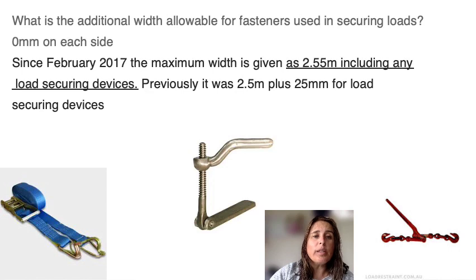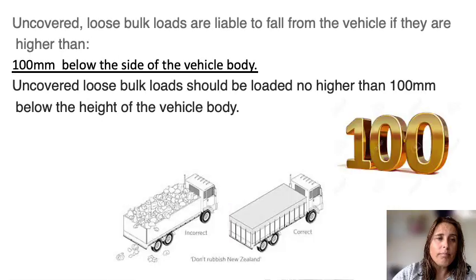What is the additional width allowable for fasteners used in securing loads? 0 millimeters on each side. Since February 2017, the maximum width is given as 2.55 meters, including any load securing devices. Previously, it was 2.5 meters plus 25 millimeters for load securing devices.